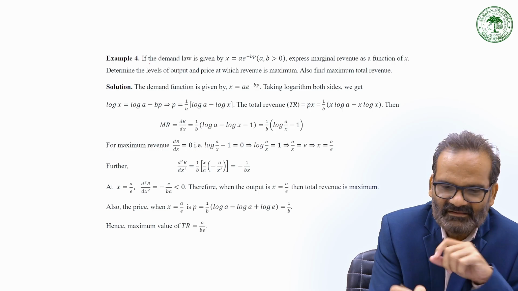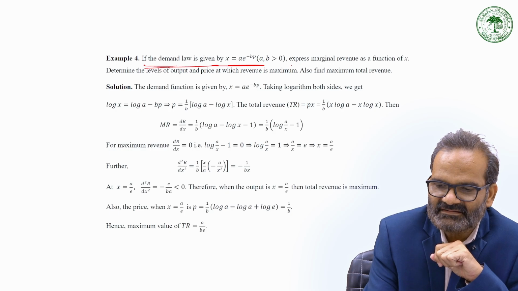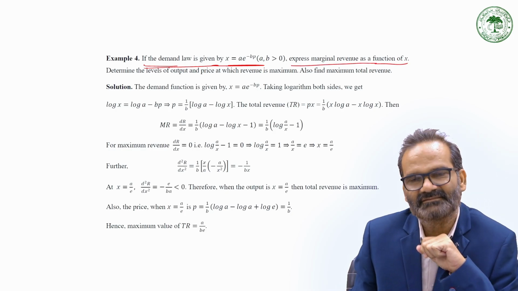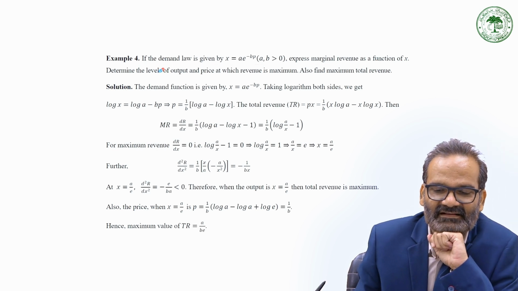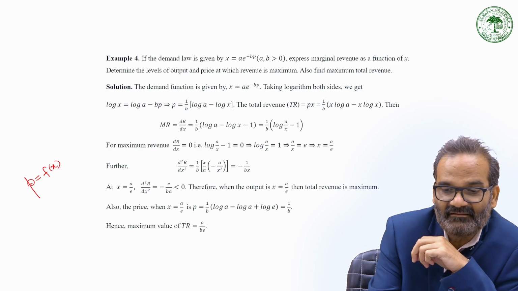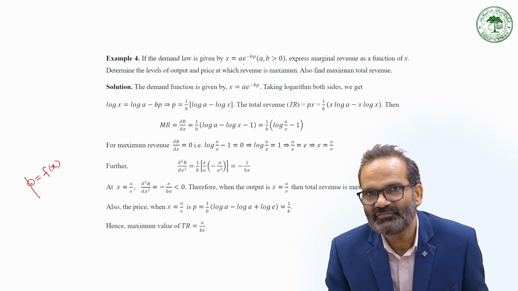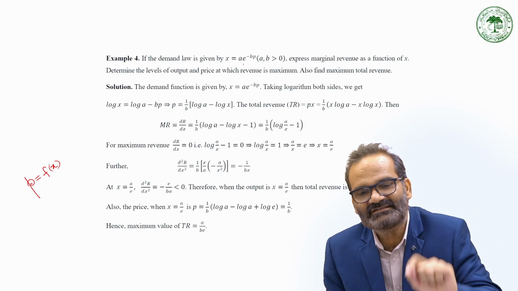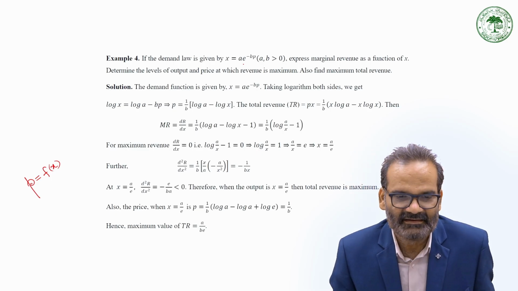See, let me explain a little. If the demand law of a given firm is this, express marginal revenue as a function of X. Look at this carefully. This is given as the demand law, X is equal to A e raised to the power minus BP. We know that in demand law, P is a function of X. What is given here? X is a function of P. It has been reversed. So first we will find out P as a function of X. From this equation, we will find the value of P that will represent the demand function.